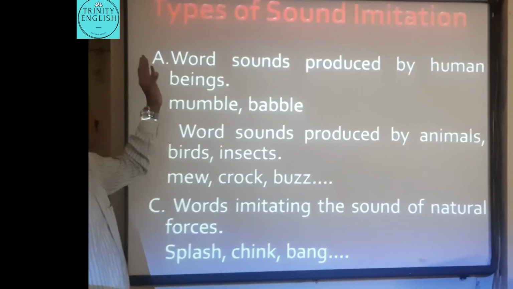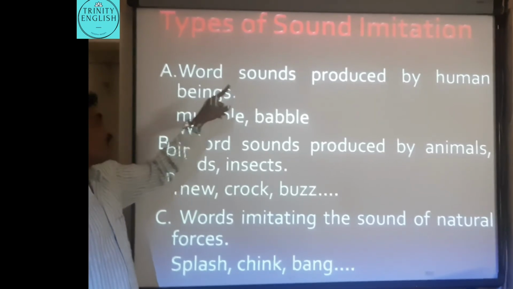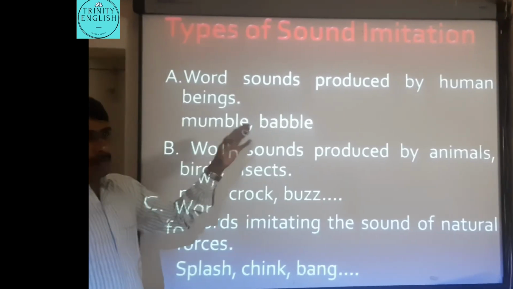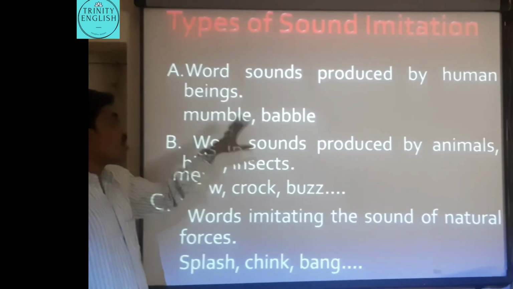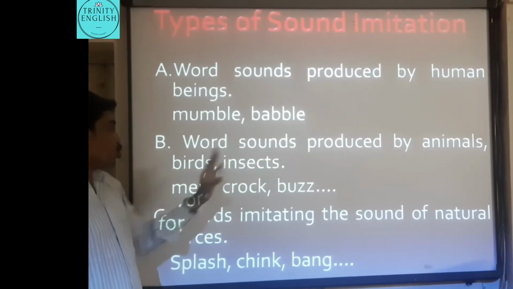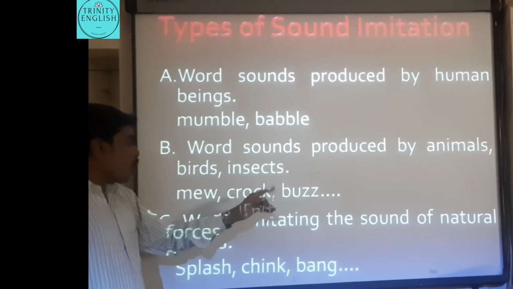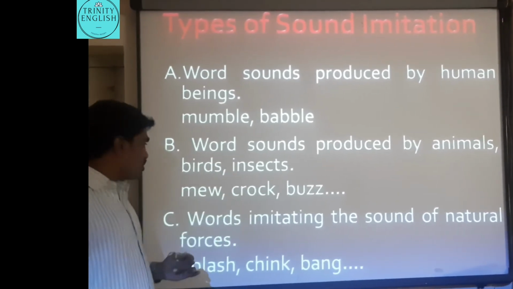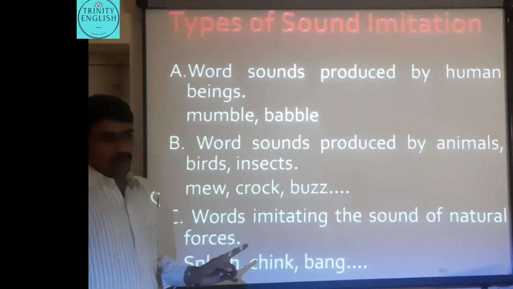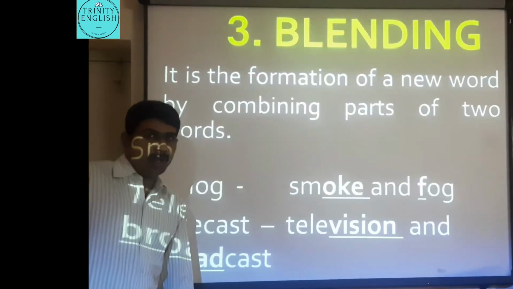Here are the types of sound imitation. First, word sounds produced by human beings. Here we see mumble, babble, all those words are sounds produced by human beings. Next, word sounds produced by animals, birds and insects. Here we have meow, croak, buzz, and other sounds. The third one is imitating the sound of natural forces, and here we have splashing, shriek, bang and all those things.